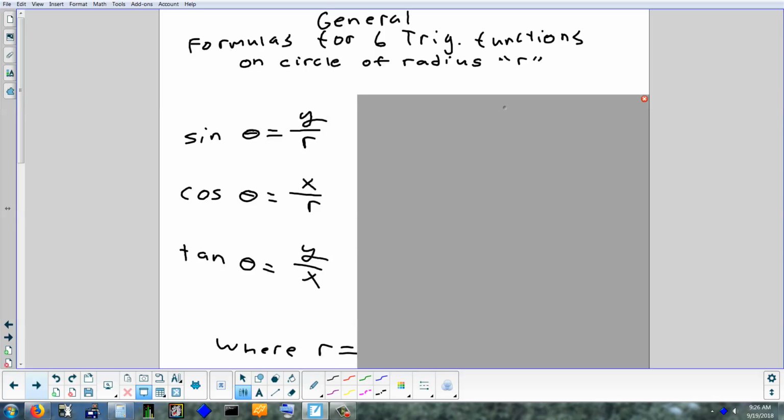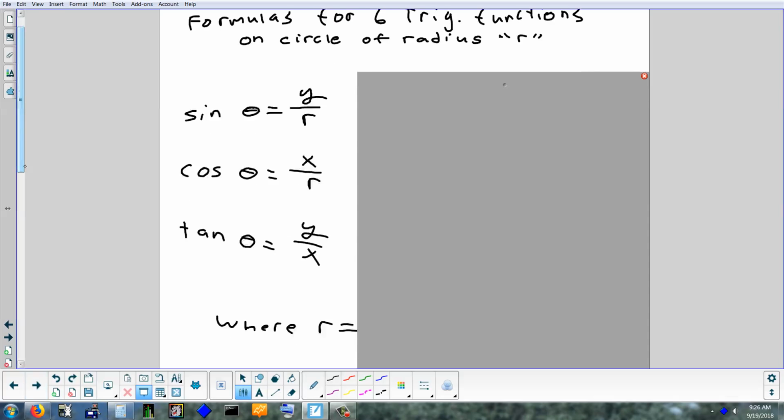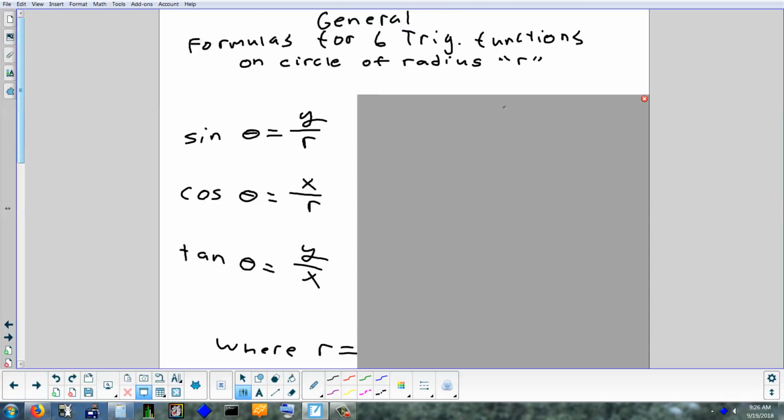If you take everything and divide it by r, that gives you what we call the general formulas to do trigonometry on a circle. Any circle. Up until now, I've only given you a unit circle. But you can do it on a circle with radius 2, radius 6, radius 15, anything you want. So that's how we're going to write out every one. Yep. And I'll show you an example in 1 second.